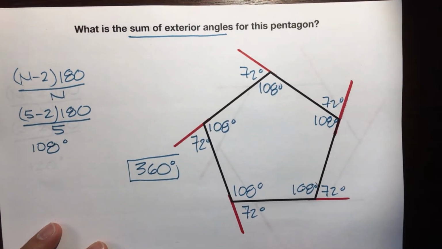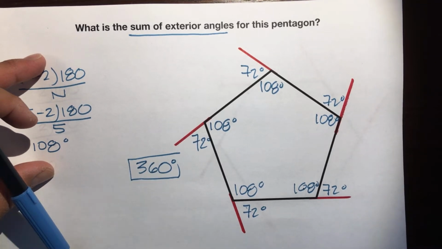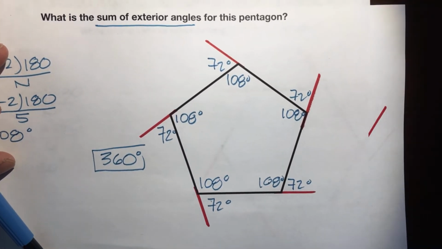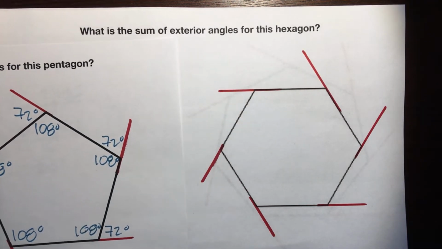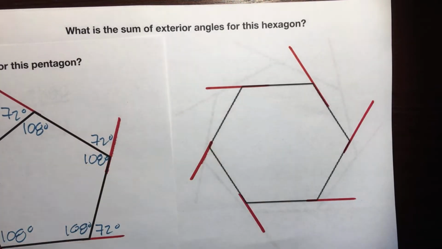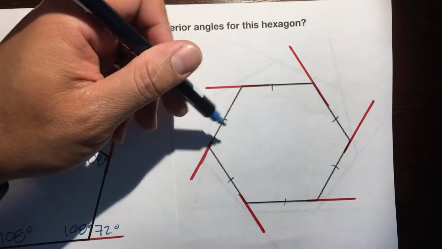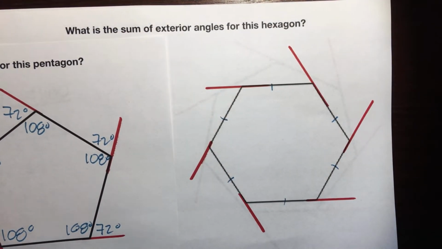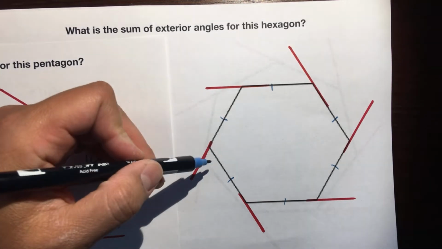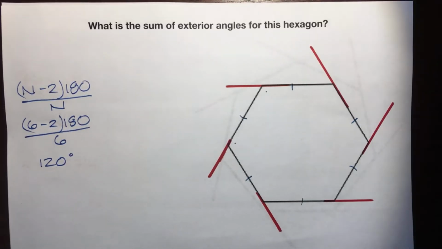Let's see if we see a pattern. Let's use some inductive reasoning here: look for a pattern and come to a conclusion. So, pentagon, what's next up in line? The hexagon. What is the sum of exterior angles for this hexagon? It's a regular hexagon because I'm going to put tick marks here that say it's regular and all these angles are congruent. So, just like in the previous problem with the pentagon, we have to figure out what each of these interior angles is. And I did that right here.